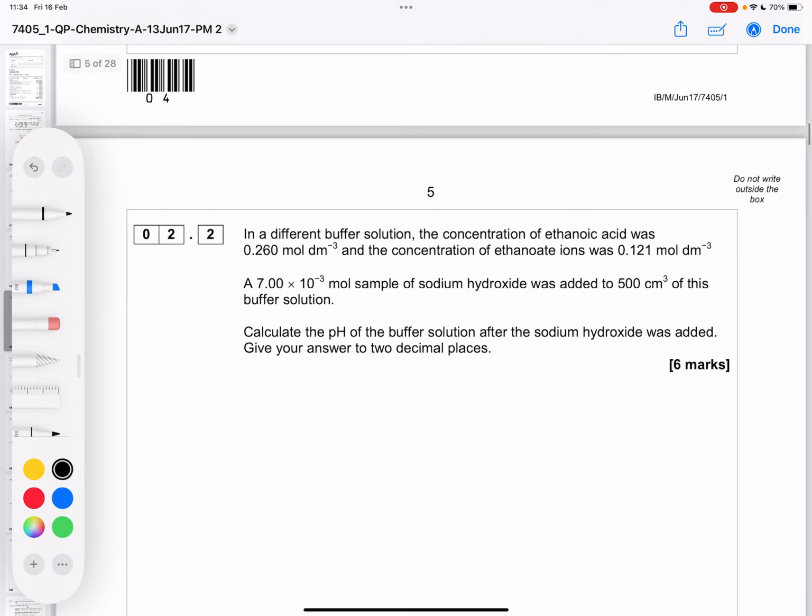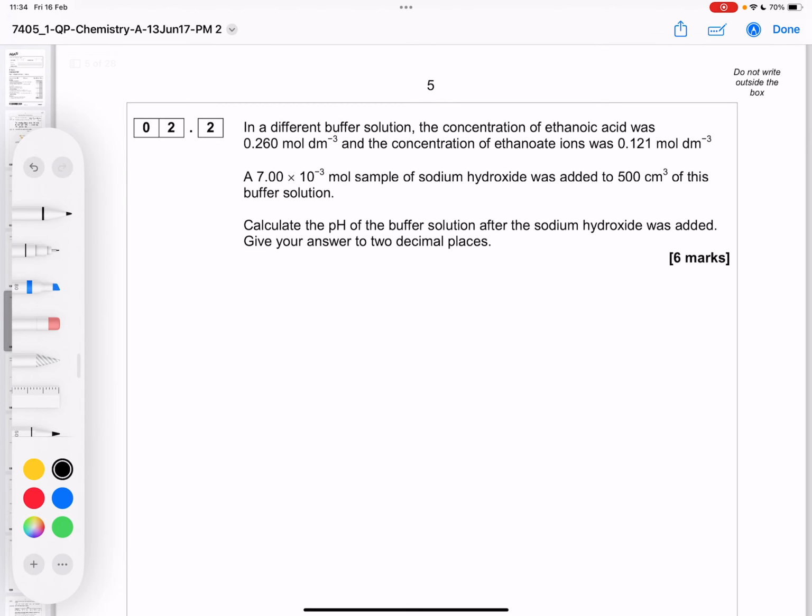The next part of the question says we're still in a buffer, but it's a different buffer. It gives us the concentration of ethanoic acid. We've got ethanoic acid, that's our HA, and we've got ethanoate ions, that's our A-. Then it says that we're going to add sodium hydroxide, which remember, we're only really interested in the OH-. But be careful because they're telling us it's only to 500 centimetres cubed.